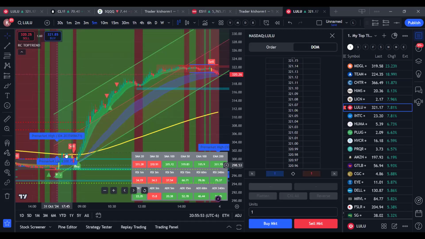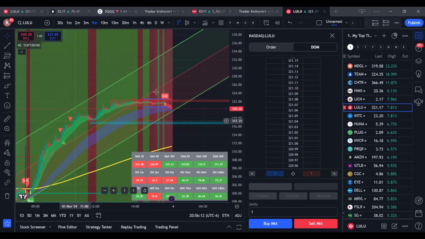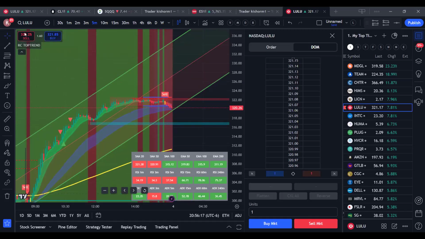So you got the buy, right? They will take it to the low, more than the pre-market low or more than the previous day low. And then you get a buy, you take it. Again, they will bring it down. Now they will take it all the way up, right?